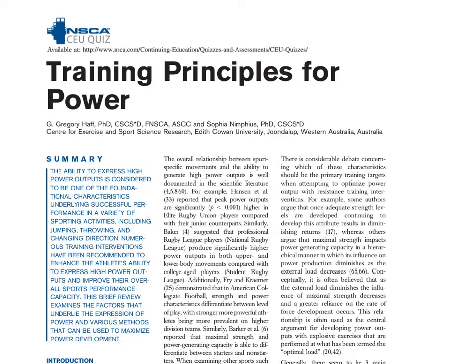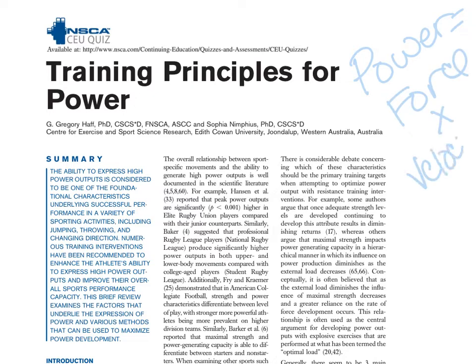All right, let's review the paper that you needed to read for class and for lab. It's called The Training Principles for Power from the Strength and Conditioning Journal. Let's remind ourselves what power is. Power is equal to force times velocity. All right, so let's figure out how to use that in training.